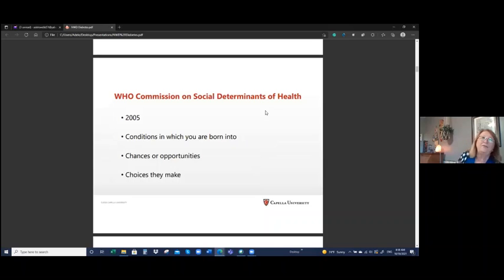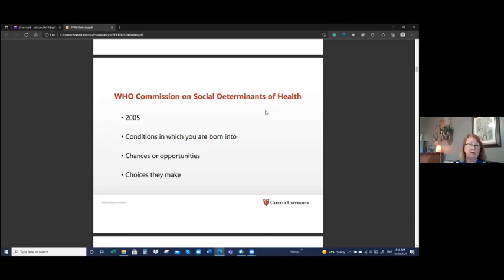In 2005, the World Health Organization formed a commission on the social determinants of health. The social determinants are really a couple of things. Some of it you can't change. You can't change your age. You might want to, but there are some things you can't change. Your race, your ethnic background, those are conditions you're born into. But then what are your chances?